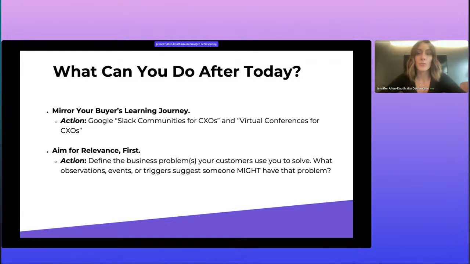Number 2, the goal here is relevance over everything. Personalization is great. And when you've got a strong personalized motion, fabulous. But at the end of the day, if the email is not relevant to a business problem, it's probably going to be difficult to convert that into a meeting that then converts into a sale.